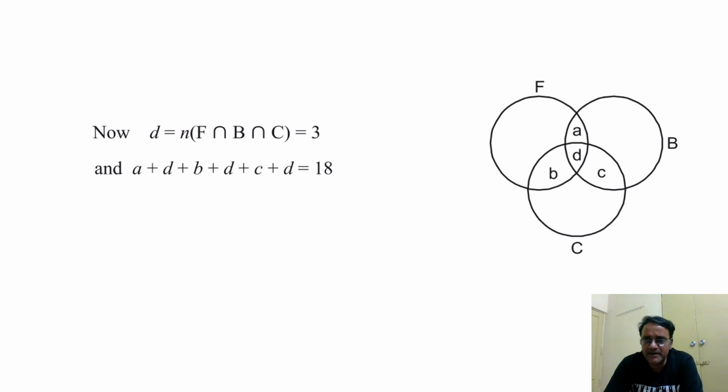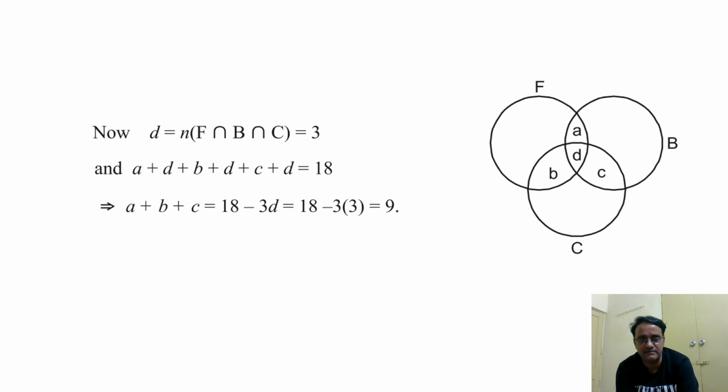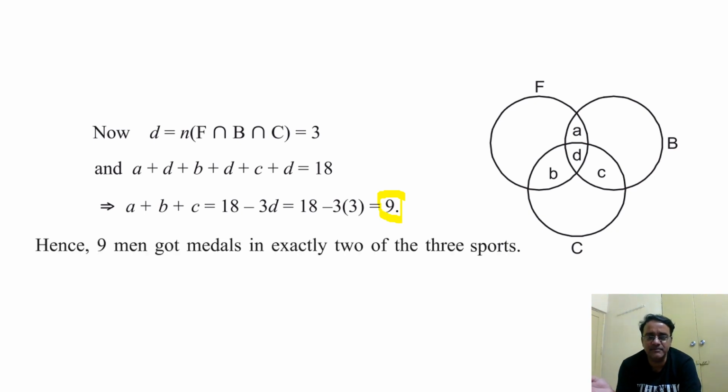Now see, A plus D जो है, what is that? A plus D is N of F intersection B, और B plus D क्या है? N of F intersection C, and C plus D is N of B intersection C. That is equal to 18, what we got in the previous slide. Okay. So here how many D's are coming? 3. उसको 3D means 3 into 3, 9. So we'll subtract it from 18. So we will get the final answer, 9. Okay. Hence 9 men got medals in exactly 2 of the 3 sports.